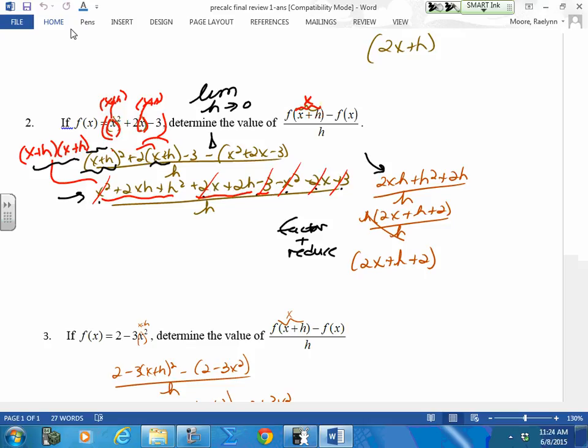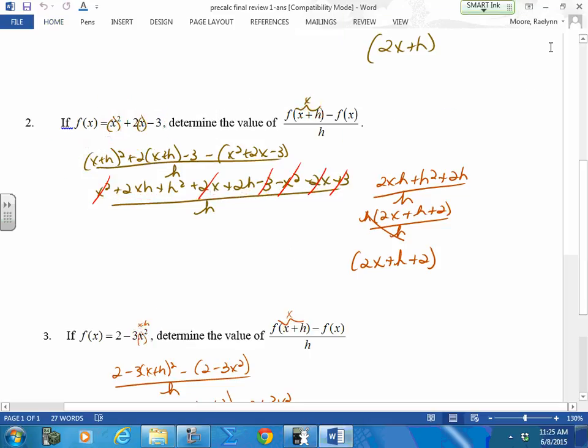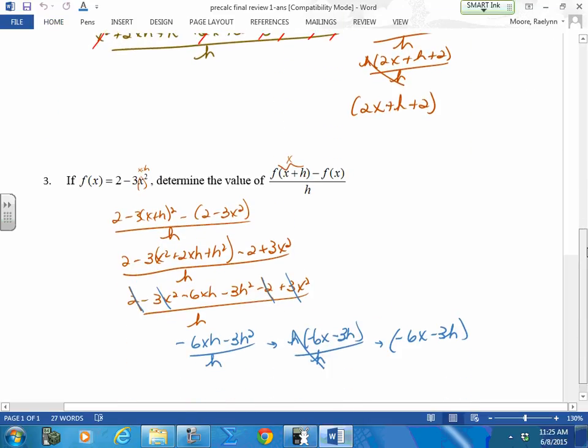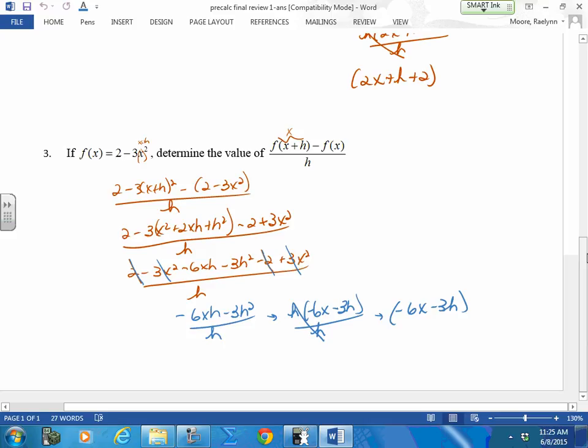Okay. Same thing with this next one. I like to put my x right on top. It's easier for me to visualize that wherever my x is, now is going to become x plus h. I'm going to plug my x plus h in there. Just because you substitute it in, make sure you follow order of operations.